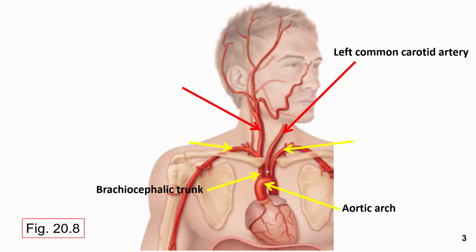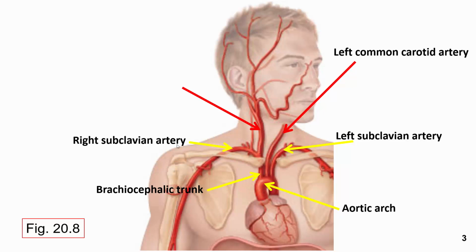The next branch over from right to left is the left common carotid artery, and you see this one here will continue to travel up towards the head and the neck on the left hand side. The left subclavian artery is the third branch off the aortic arch, and you can see that it continues to pass underneath the clavicle to supply the left upper limb.